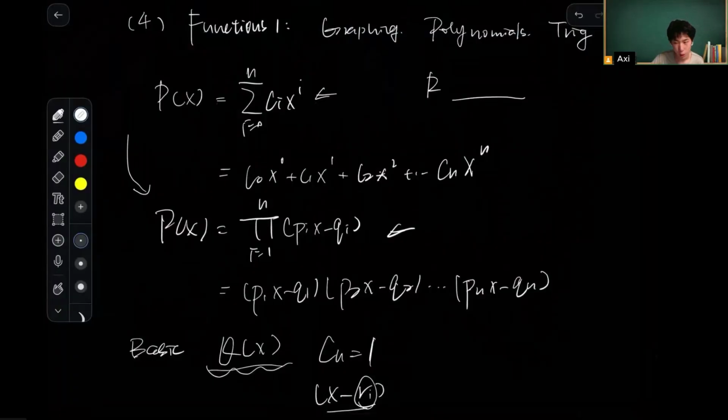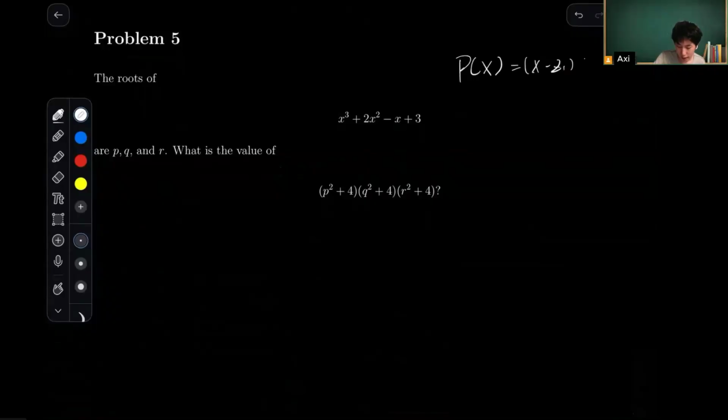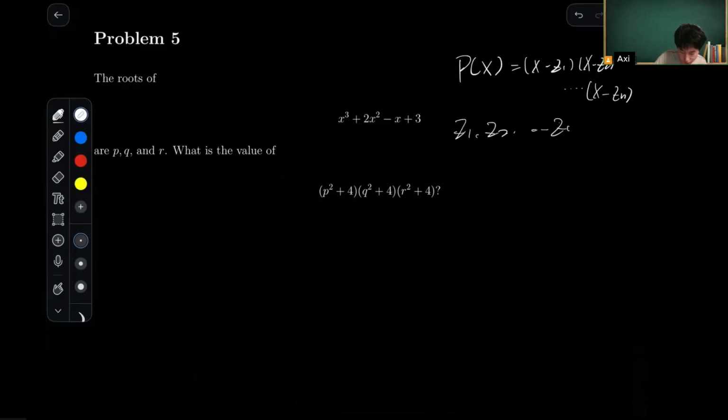For simplicity, we will be studying the basic polynomial. So a basic polynomial p of x can be factorized as something like this, where z1, z2, all the way up to zn are all roots. Now, when we expand this, what happens? You can visualize this in a nice way.